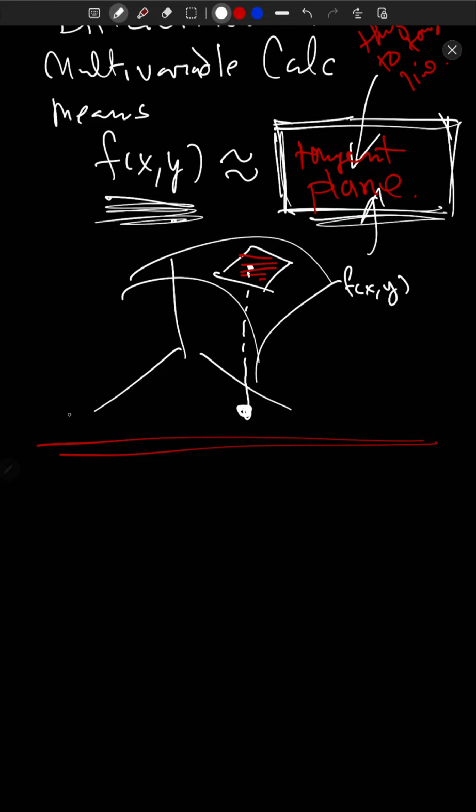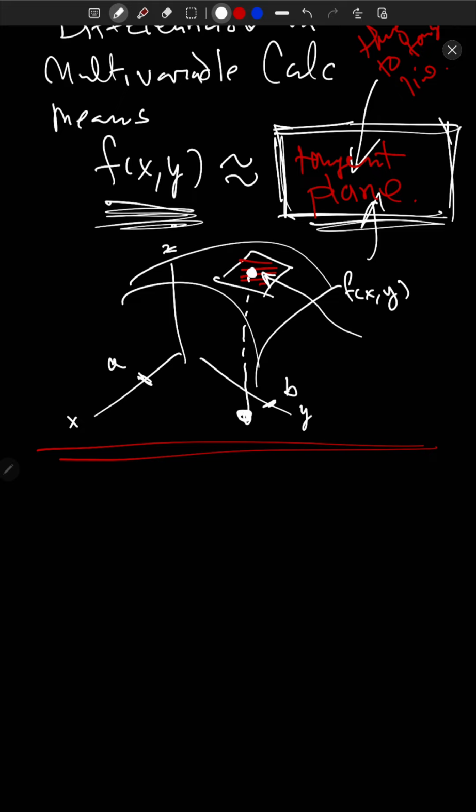So this is x and y and z. Let's say we're interested in the point a comma b. So that would be a, and this would be b. And that means that this height up here, because it's on the graph of my function, is going to be f of a b. So the coordinates of that point are a comma b comma f of a b. We're going to need that because we want to find the equation of this plane.